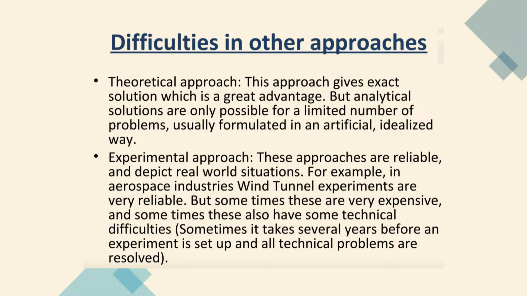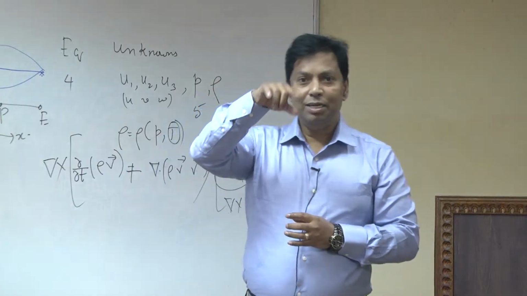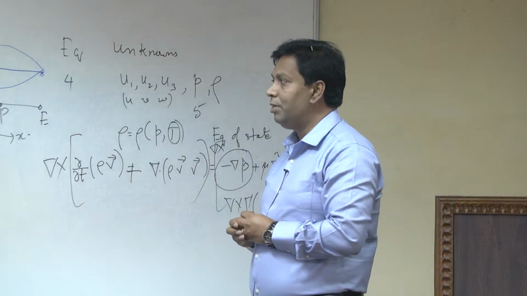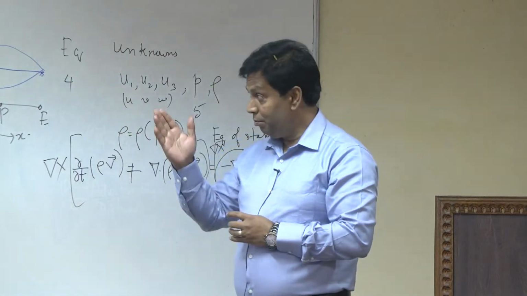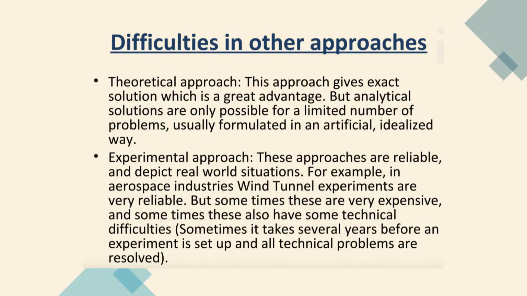So, difficulties like the theoretical approach and the experimental approach. The analytical approach gives an exact solution, which is a great advantage, but analytic solutions are only possible for a limited number of problems or very simplified problems, as I already mentioned in the scaling analysis. So, we have to ignore some terms, although we are ignoring them, they have some influence. At a very initial time it already triggers the buoyancy. So, we should not completely ignore it, but we do it to apply the theoretical approach.